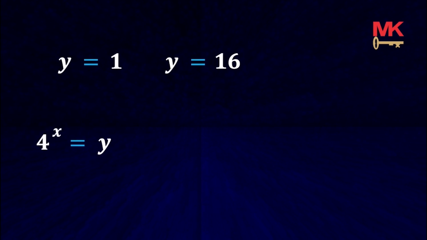And that means x will be having two values as well, since y already has two values. When y is 1, it implies that 4 exponent x equals 1, which is now very similar to our first example. But this time we have to express 1 in power of 4. So we choose 4 raised to power 0 to replace 1. By equating the exponents, we have that the first value of x is 0.